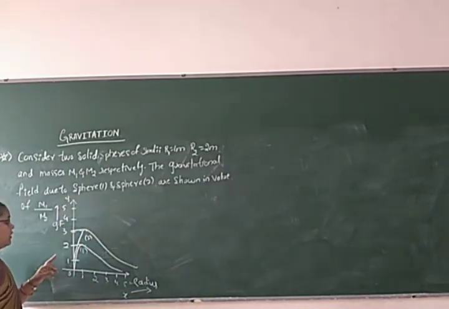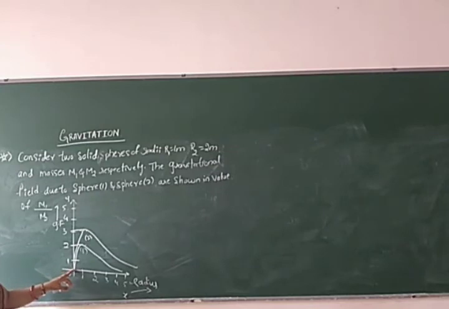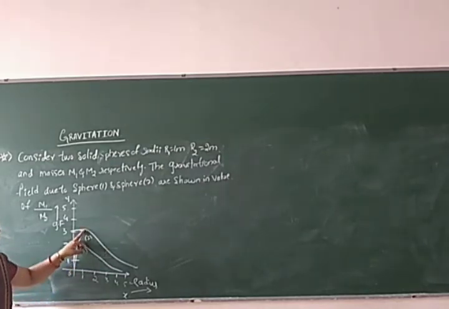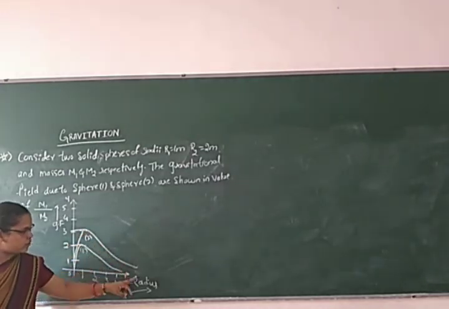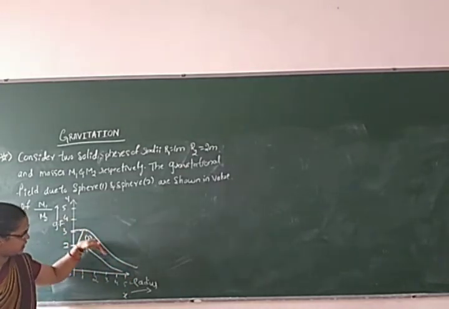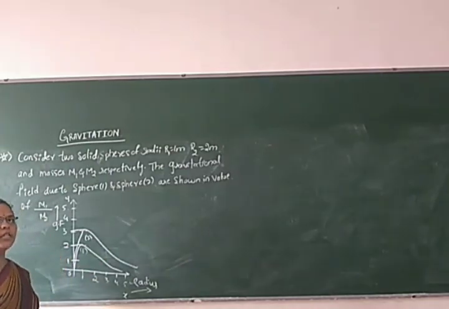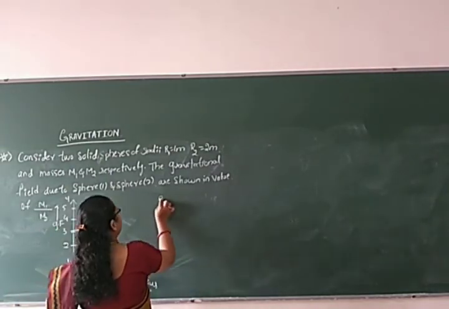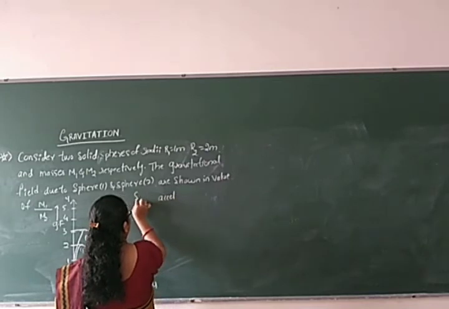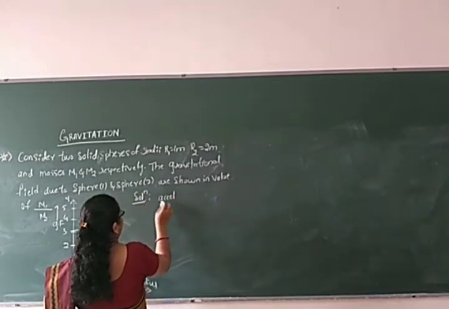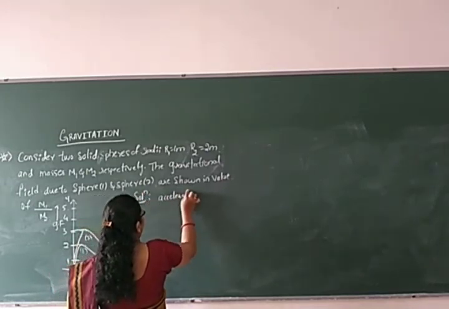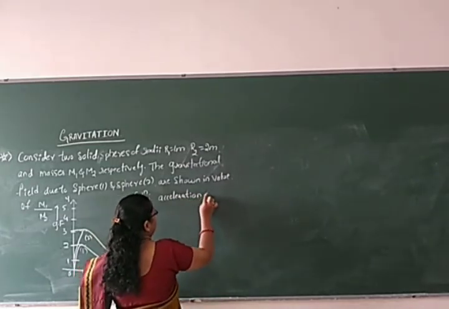So what will be the form here? The gravitational field for the first sphere rises up to 2 and then it decreases. And for the second sphere, the gravitational field rises up to 3, and then it decreases with the radius once it reaches a certain value. Then we have acceleration due to gravity here. Let me move to the solution. Acceleration due to gravity on the earth's surface.